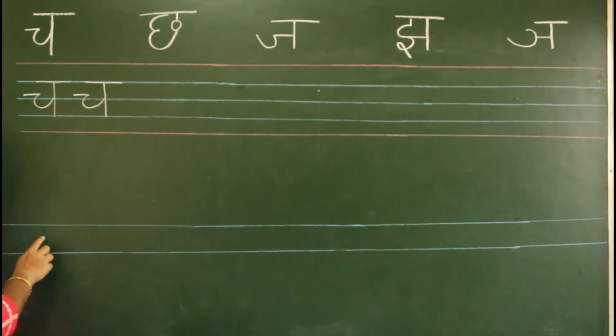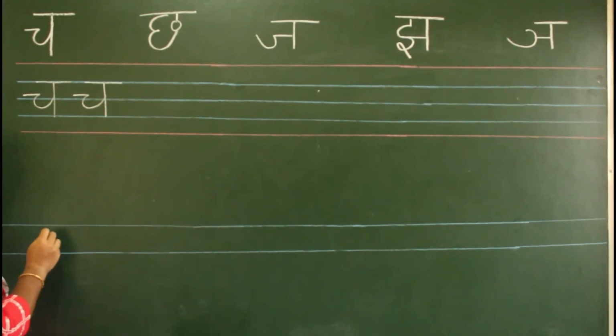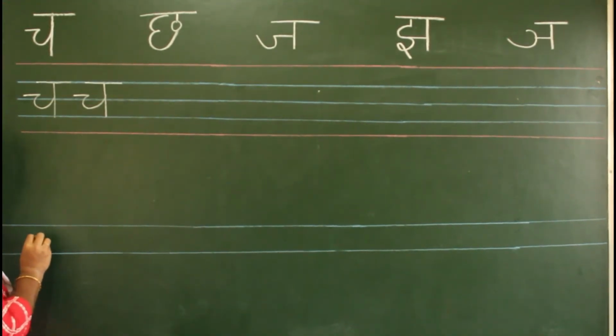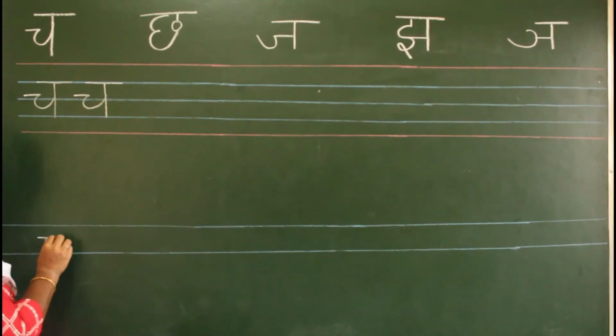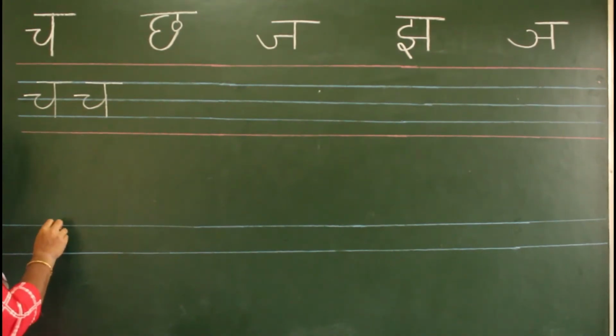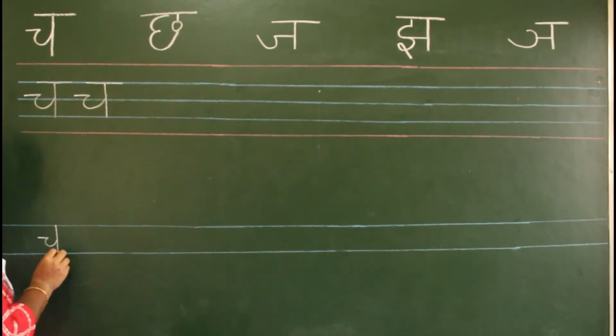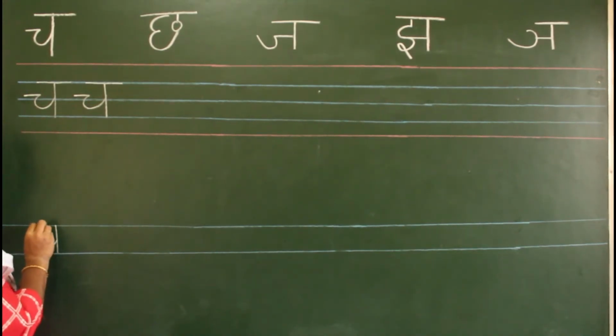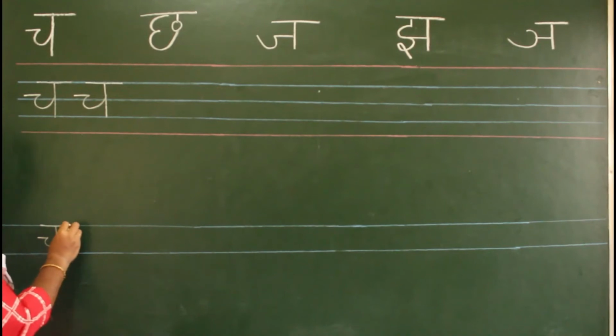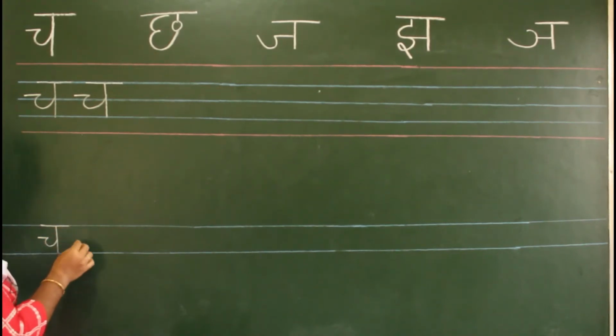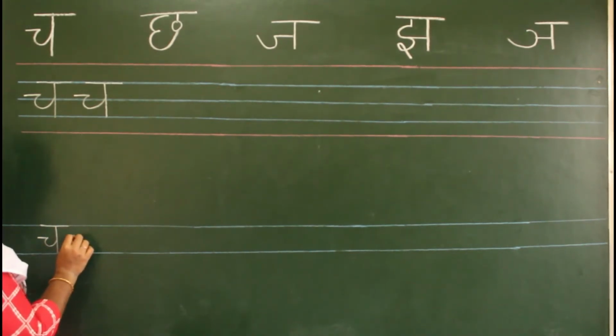Next, in your two-line notebook, between the two lines you have to write first a small sleeping line, then a curve, next a standing line from the top to bottom touching the curve, then on the top a sleeping line. Understood, children? Once more, listen carefully.